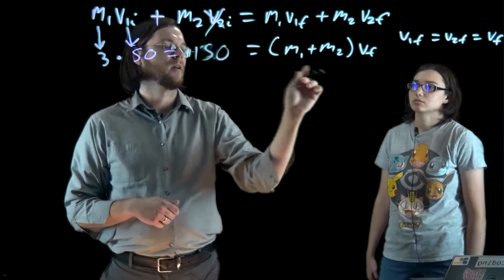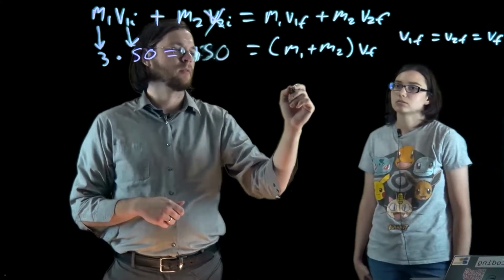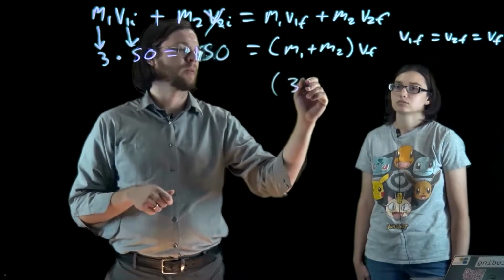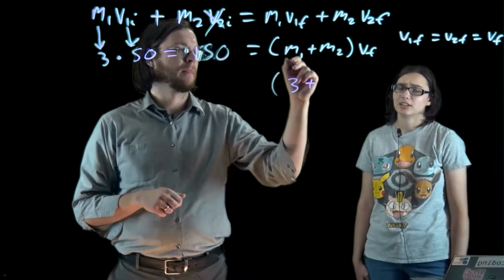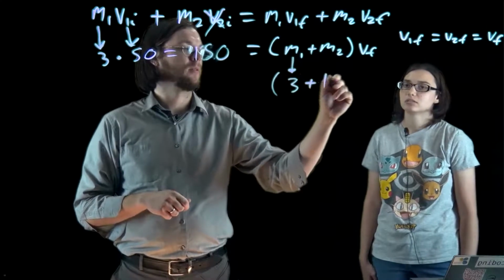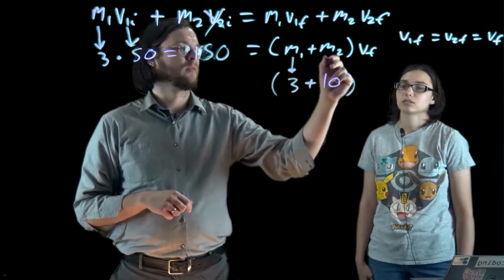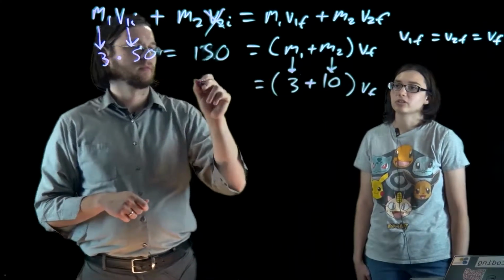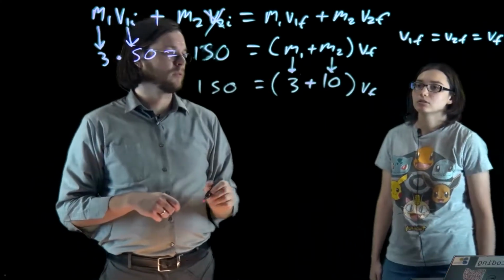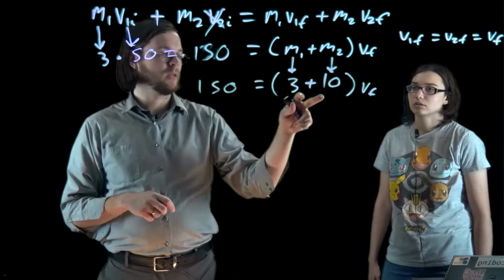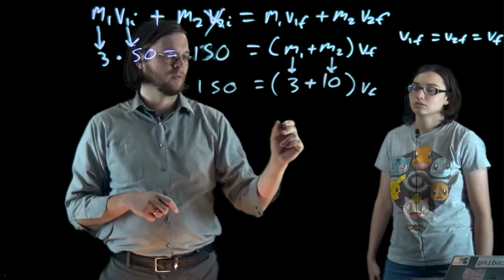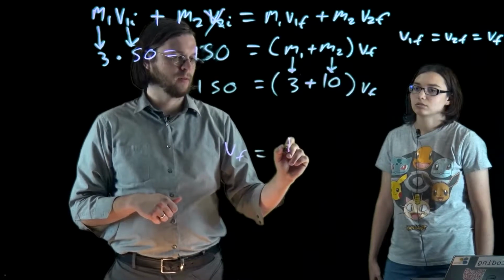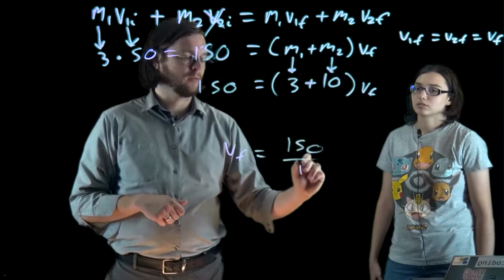And then if this is 3, because the mass of the ship is 3, do you remember the mass of the blob? Is it like 10? Yep, so it was 10. Times vf. And then we don't know what vf is, but we have enough information to solve for it. So this is 13. So vf is going to be 150 divided by 13.